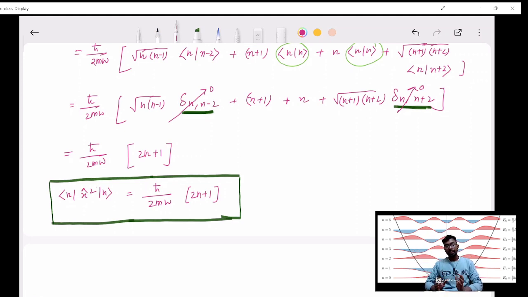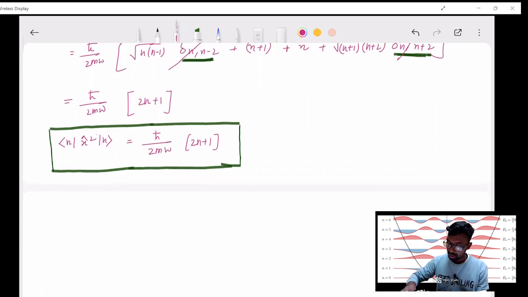So we get the expectation value of the position operator, and also we get the expectation value of the square of the position operator for the state. I think you get my points actually.